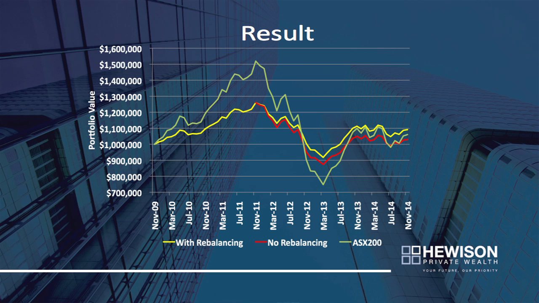And finally, the green line here is the broader Australian share market, and as you can see, this line fluctuates a lot more, which shows the volatility if we had only invested in the Australian share sector.